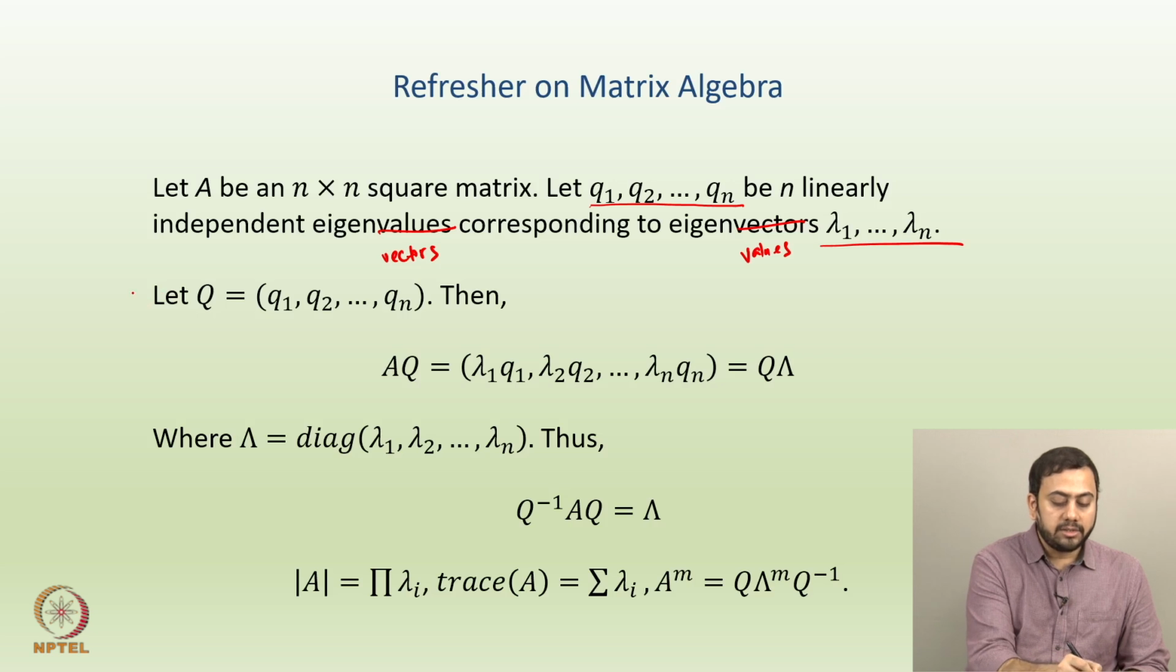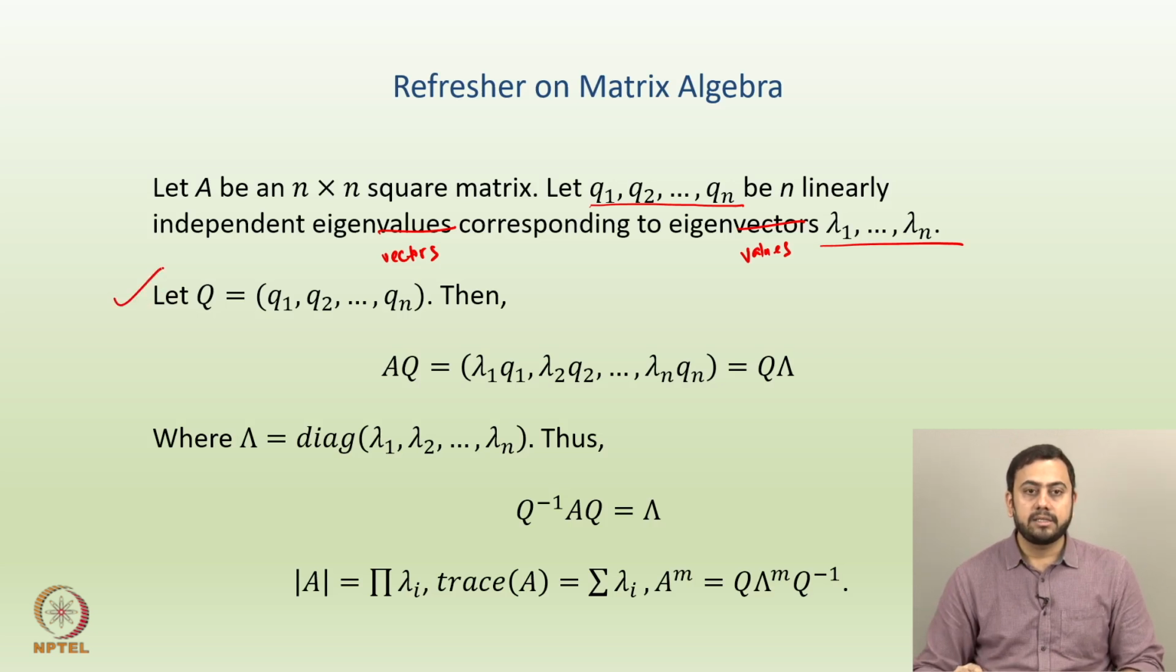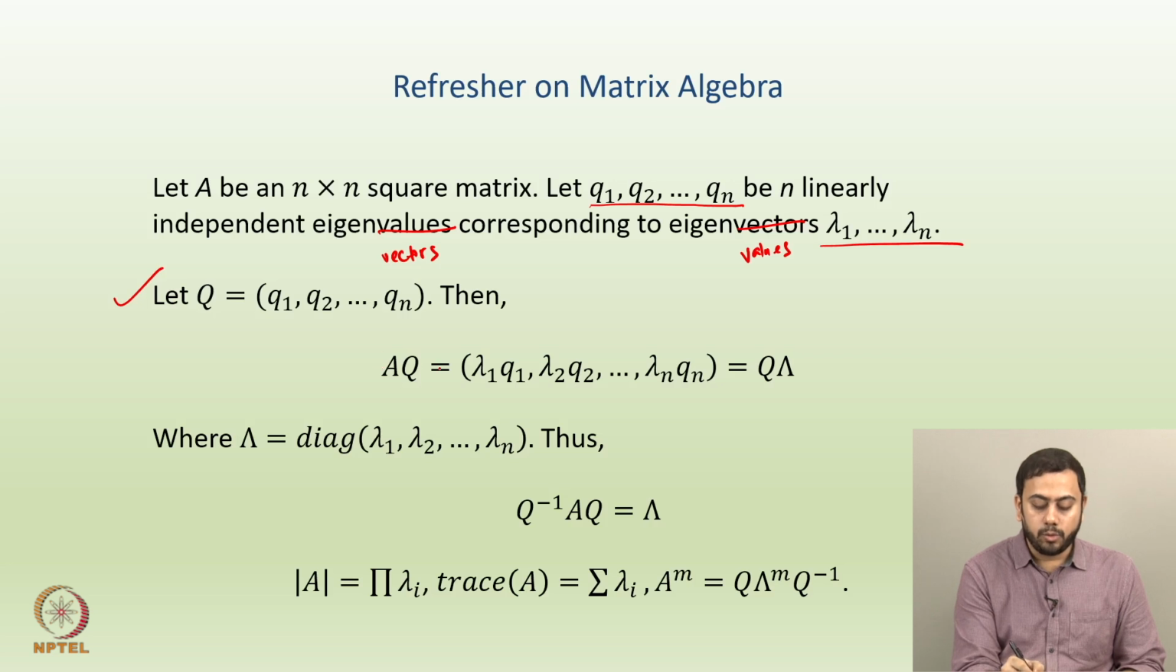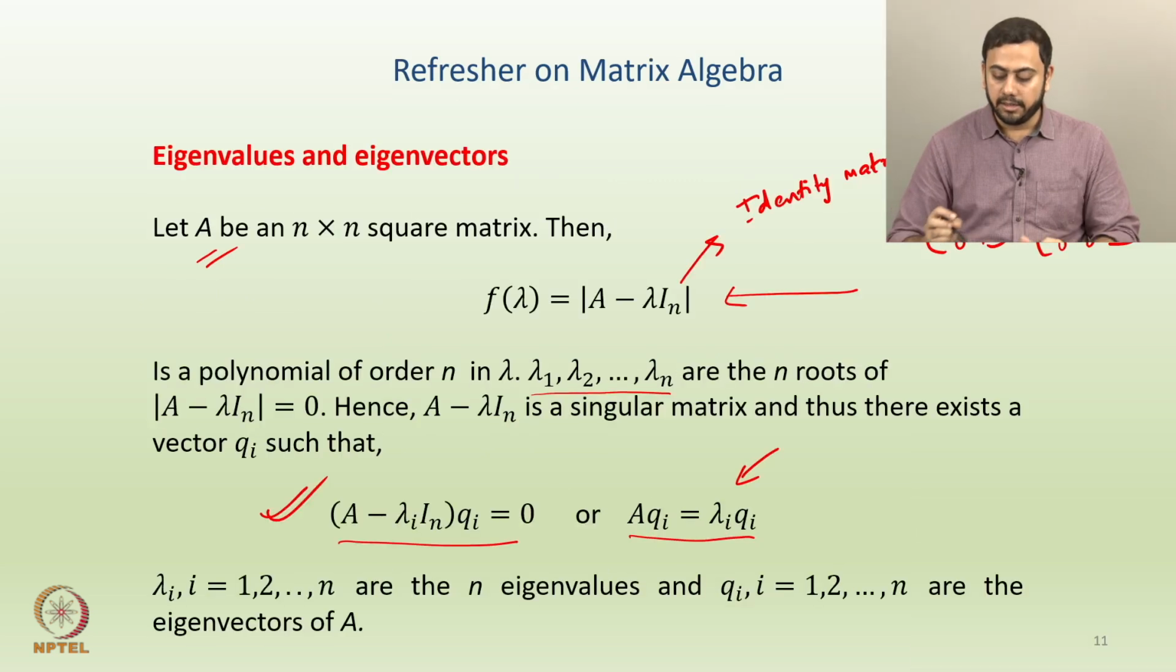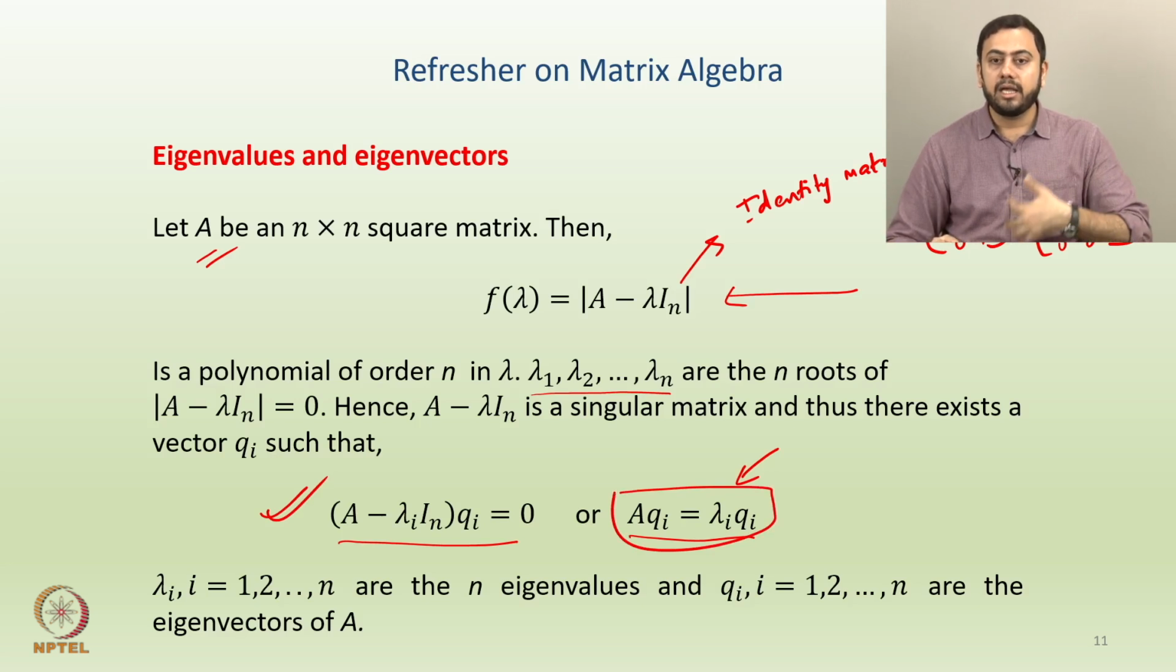Now, let us denote this collection of all the eigenvectors as capital Q. Then what happens if you pre-multiply this Q with the matrix A, so AQ? For this you have to go back a slide, and make use of this expression, because you know that A Q_i equals lambda_i Q_i for every i. A times the eigenvector should equal the eigenvalue times the corresponding eigenvector. So this should be true for all i.